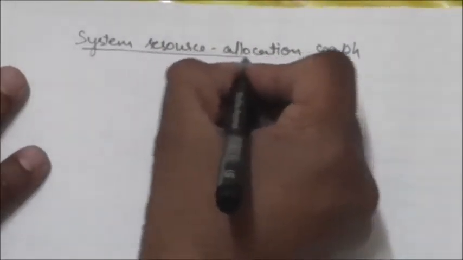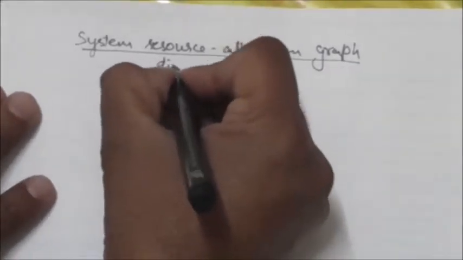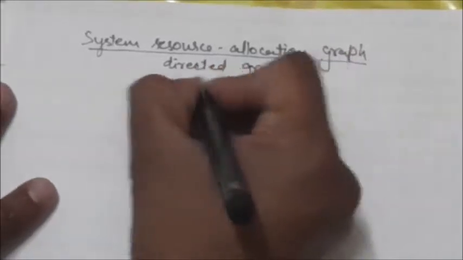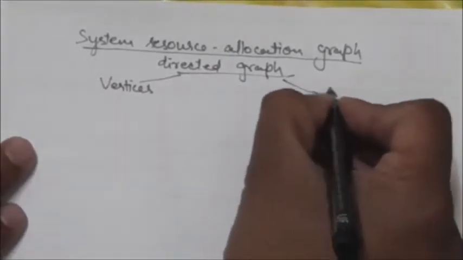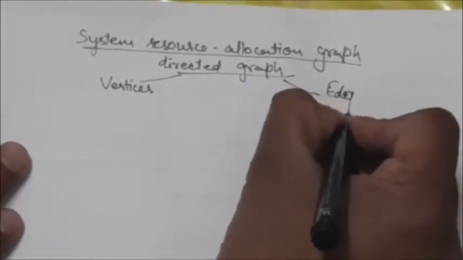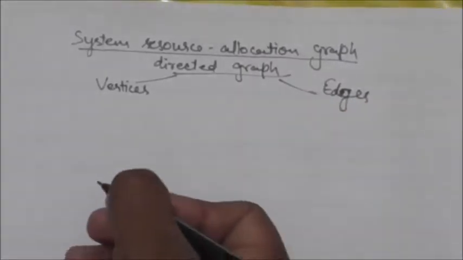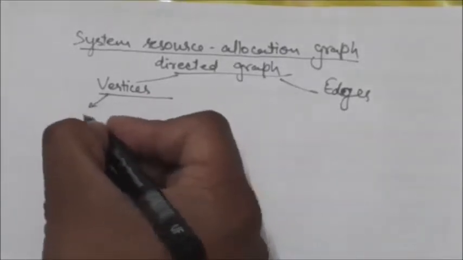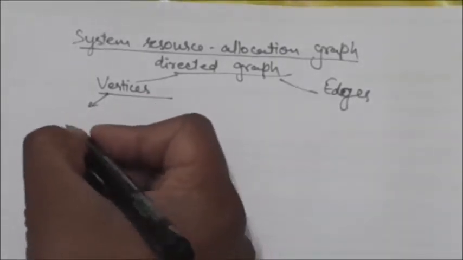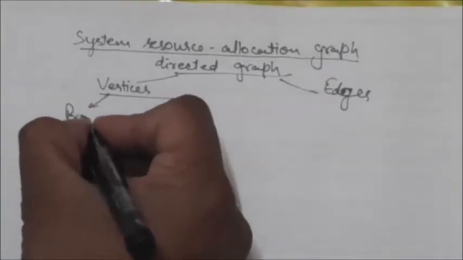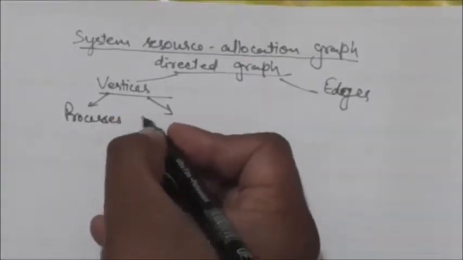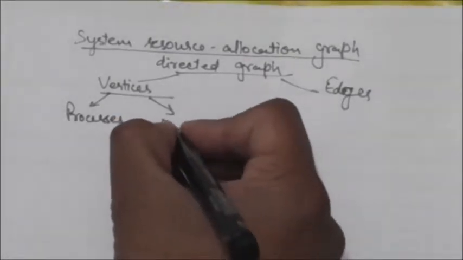This system resource allocation graph is a directed graph. So it consists of vertices and edges. These vertices are divided into two categories. One is those vertices which represent active processes in the system. Another category is of those vertices which represent resource types in the system.